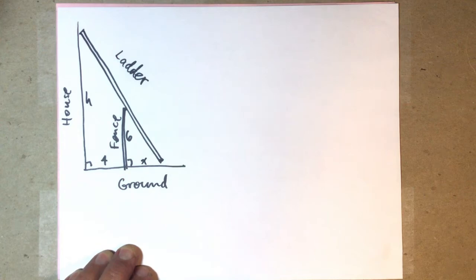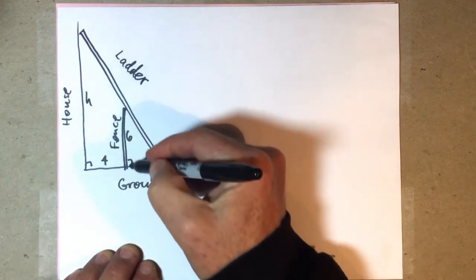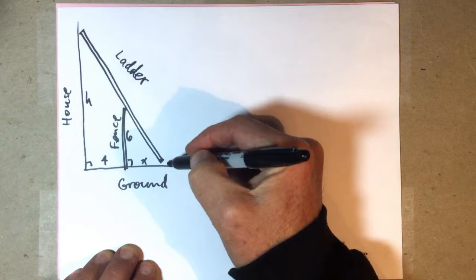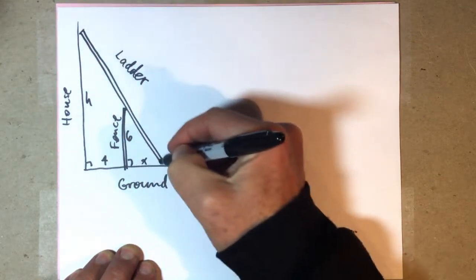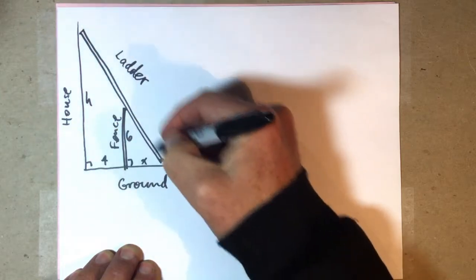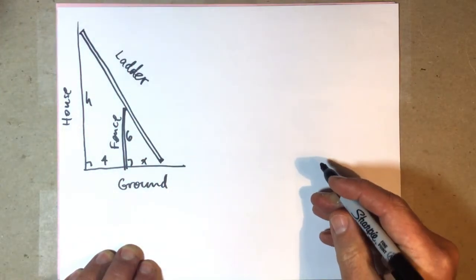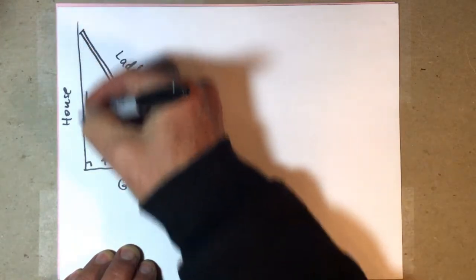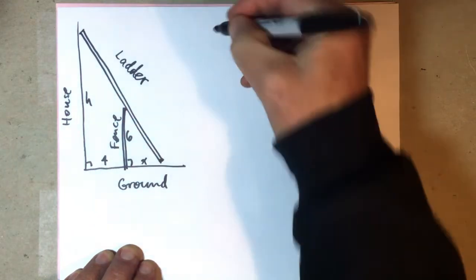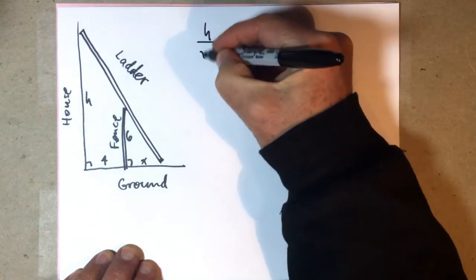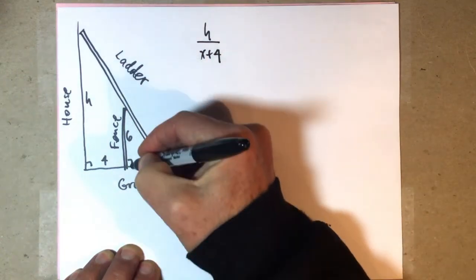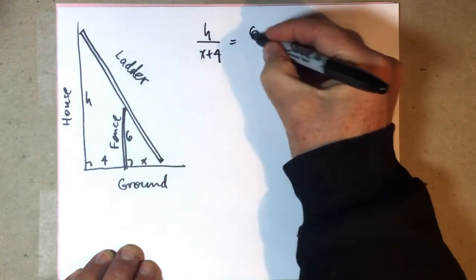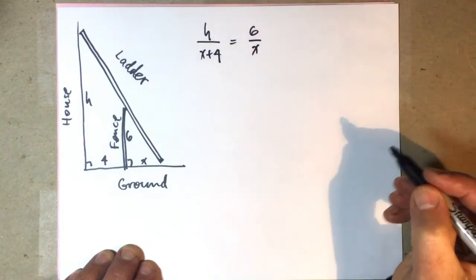Now I have similar triangles, and I have this smaller triangle and this larger triangle. And the point is that corresponding sides of the smaller triangle and the larger triangle are in proportion. So I'll say that for the larger triangle, this height to the base is the same proportion as in the smaller triangle, which is 6 to x. Solve for h.